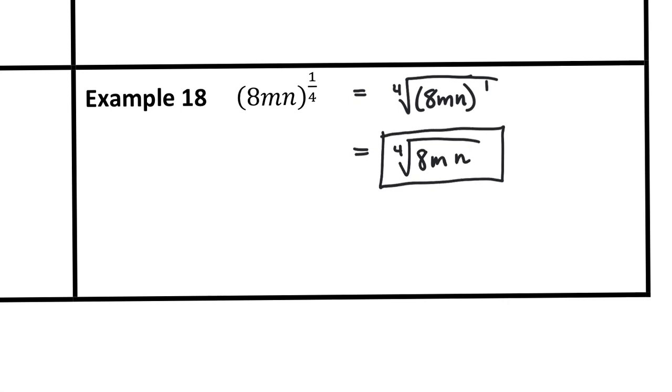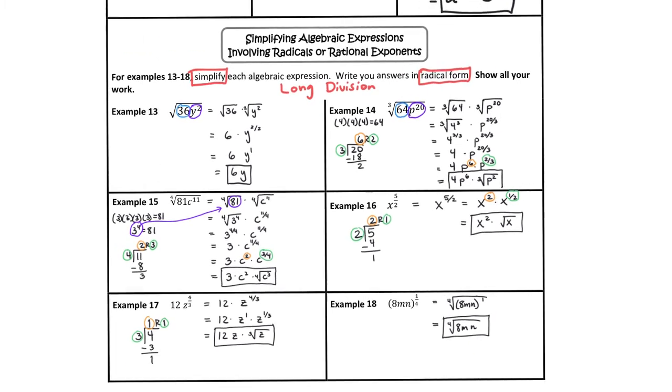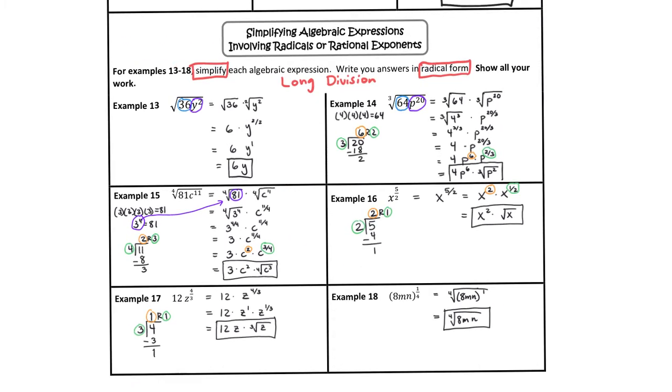That was example 18. All right. So that brings us to the end of our notes. Again, during class time, we can go over any of these examples if there's anything that you want to clarify. Especially this last section, which has all this long division to it. But yeah, any questions, feel free to bring them up in class.